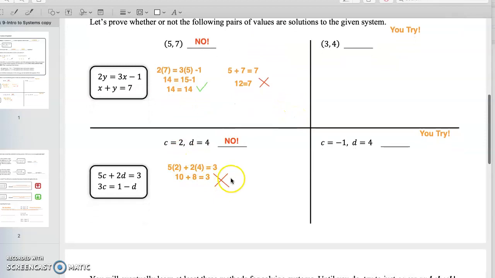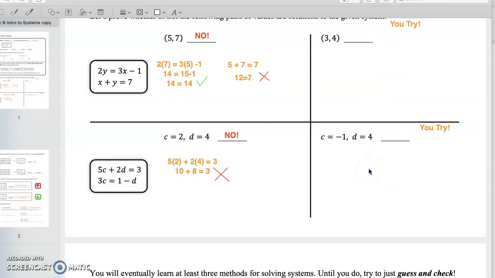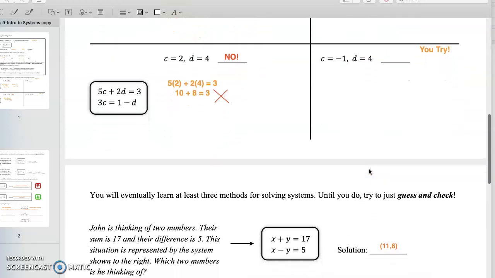And same thing with down here. Luckily, we didn't have to do it twice, right? We plug in the 2, we plug in the 4 to the first equation, and it comes out to be wrong. So we know right from there, we don't even need to go on, okay? We'd like you to try these two on your own. And you can pause this now and try it yourself if you'd like.